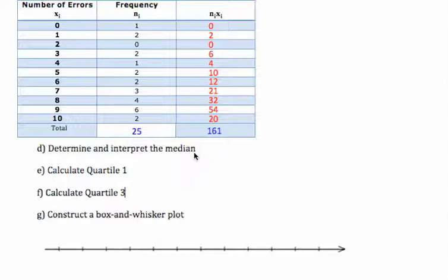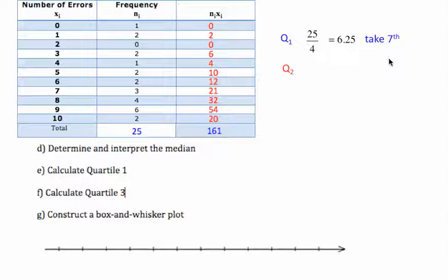The median is the middle mark, and then we're asked to calculate quartile 1 and quartile 3. So I'm just going to do all the quartiles. The median is quartile 2 as well. For quartile 1, we have 25 values. Divide that by 4, which gives us 6.25. Because this is a decimal, I'm going to round up to the 7th.